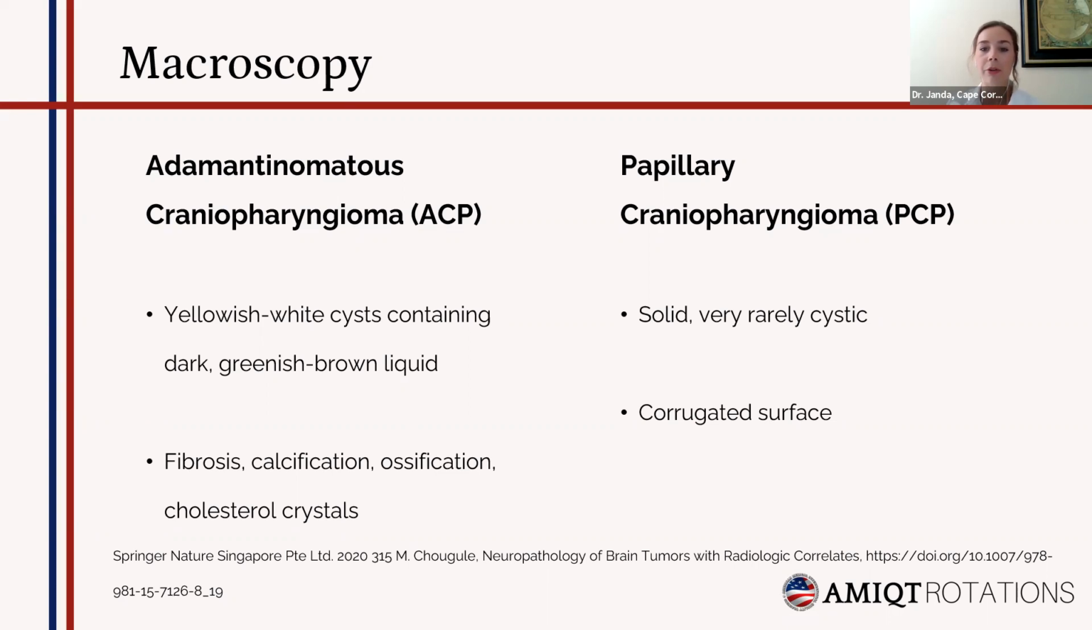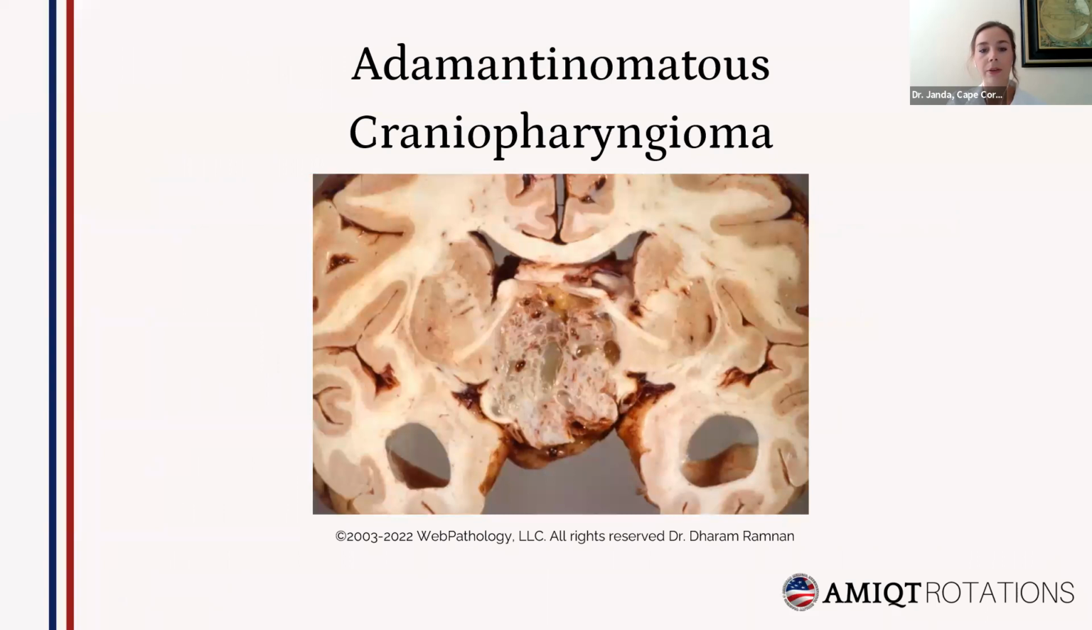In contrast, the papillary craniopharyngioma is usually solid. It is very rarely cystic, and if it does have cystic components, they would be filled with a clear fluid compared to the ACP. The surface of the PCP is corrugated, or one could say cauliflower-like. Okay, here you can see a macroscopic image of the ACP, and you can see very nicely those solid components compared to the cystic components. And you can also see that the cystic components are filled with that motor oil-like fluid.